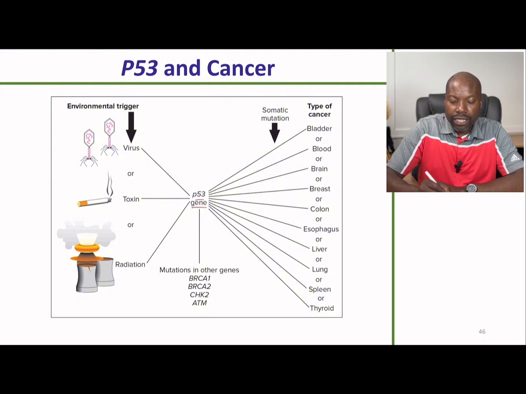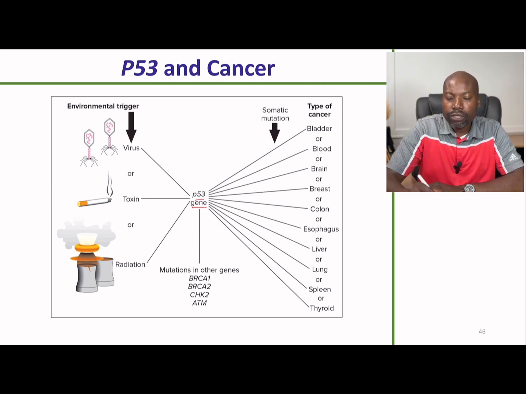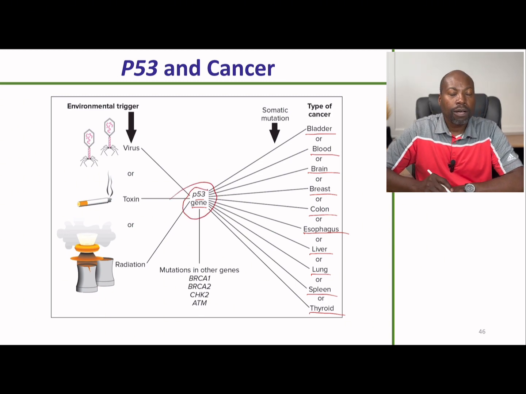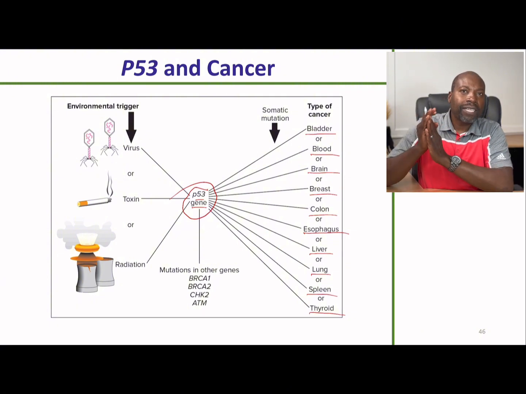P53 is a central gene that is involved in so many cancers, including the cancer of the bladder, blood, brain, breast, colon, esophagus, liver, lung, spleen, thyroid, you name it. There are many cancers associated with mutations that occur in P53. Now, question, what could trigger these mutations in P53?